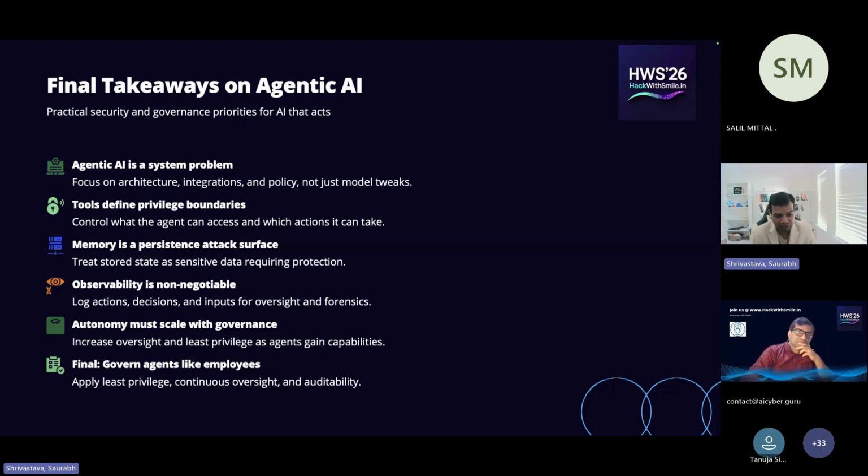Observability, we talked about it, is non-negotiable. It should be everywhere. And autonomy must scale as your system scales. And govern agents like your employees. Consider them as your employees, and in this case, you micromanage them better.